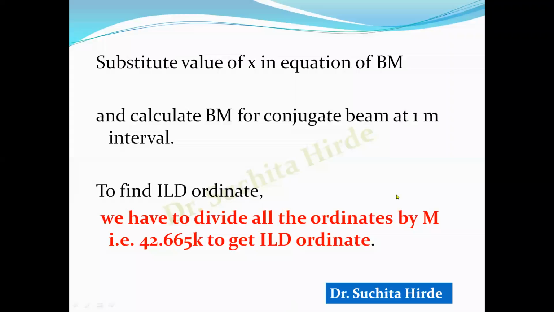Just now I told you that after deriving the equation, we have to substitute the value of x in the equation of bending moment and calculate bending moment for the conjugate beam at 1 meter interval. And to find ILD ordinate, we have to divide all the ordinates by M, that is 42.667 K, to get ILD ordinate.